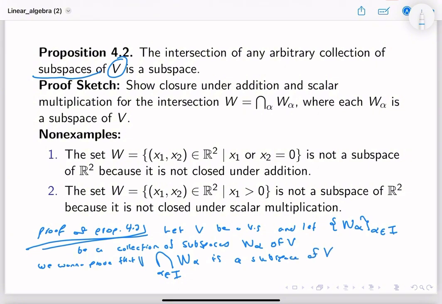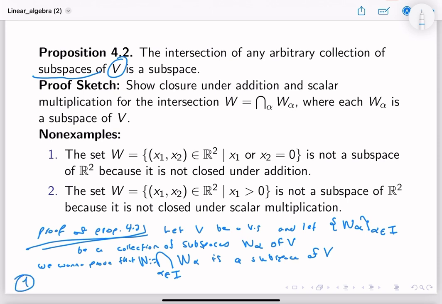So let's call this omega, because we want to reference this. And what does it take to prove a subset of V is a subspace of V? Well, you want to prove that it's not empty and it's closed under addition and scalar multiplication. Well, these are easy to check, so let's check these.